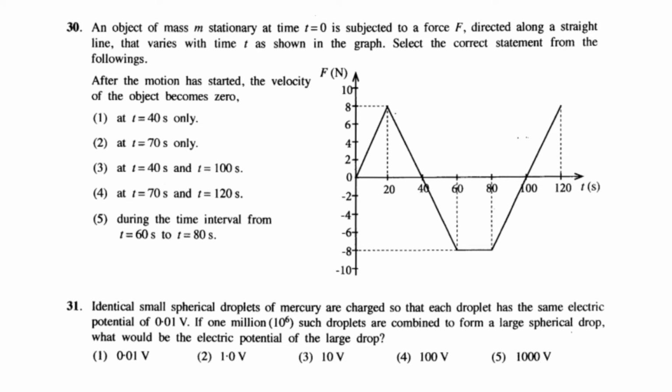Let's take the time from 0 to 40. The area is half times 40 times 8, which is equal to 160. That is the positive side of the graph. Let's take the negative side of the graph, from 40 to 60. It's a triangle. The area is half times 20 times 8, which is equal to 80.